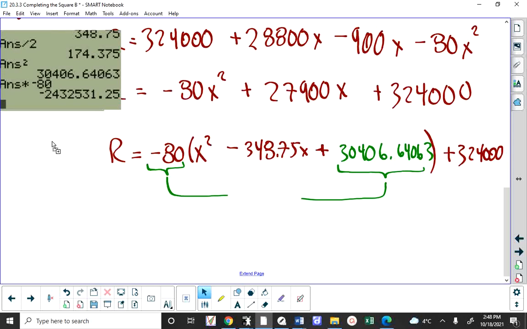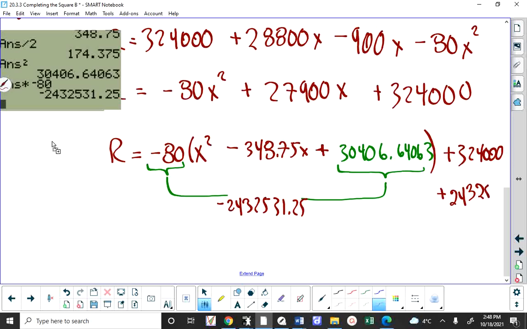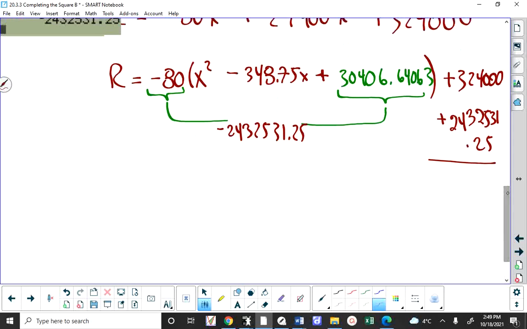And I would say to you that maybe one of the more challenging parts to this question is just keeping track of all the numbers, because there are so many decimals and digits. So I need to add, let me write that down first. We subtracted negative 2432531.25. So we have to add that. 2432531.25. I almost like questions without these numbers better, where I can do the math without a calculator.